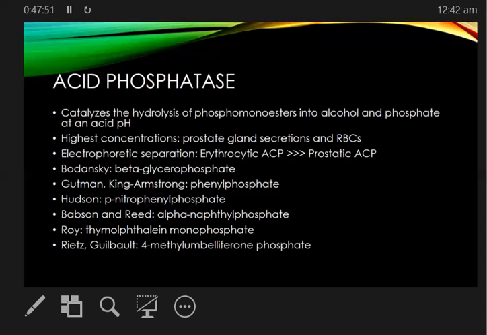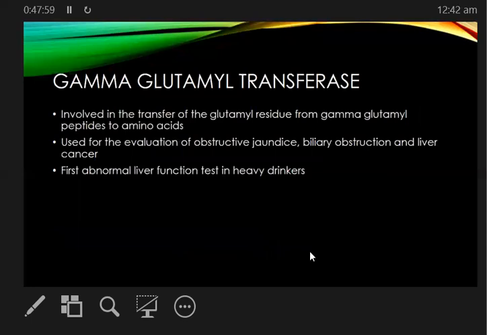I think last two for endocrinology. Next, we have your gamma-glutamyl transferase. For your gamma-glutamyl transferase, I included it because they would oftentimes ask about it. So take note that it is involved in the transfer of the glutamyl residue from your gamma-glutamyl peptides to your amino acids. It is used for the evaluation of your obstructive jaundice, biliary obstruction, and liver cancer.